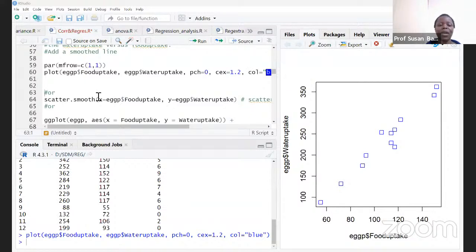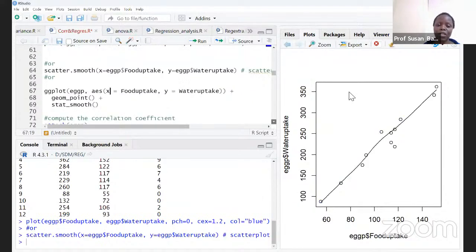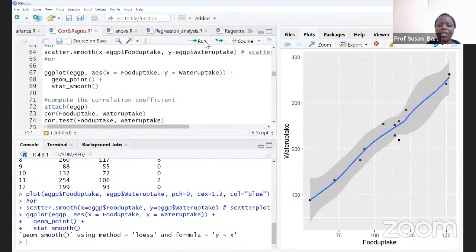We are going to get the same output even for line 64. It's just another way of constructing a scatter diagram. You can place your cursor and run scatter.smooth, and it puts in a line through the points. The same applies to line 67. You can use the ggplot. Whatever appears appealing to you is what you use. Lines 67 to 69 give us that plot there with a smoothing line, and the points are there.